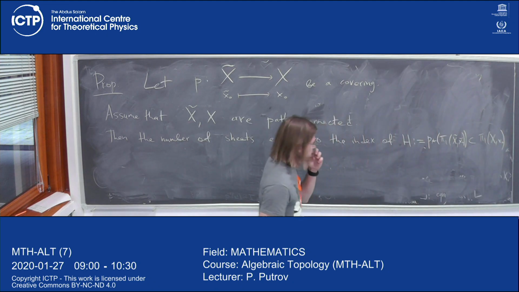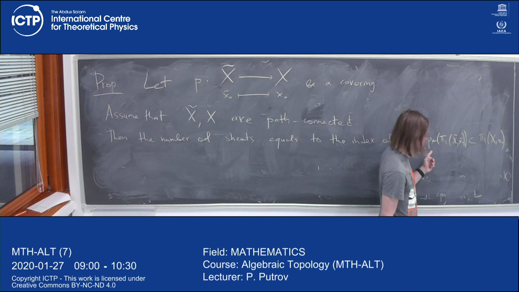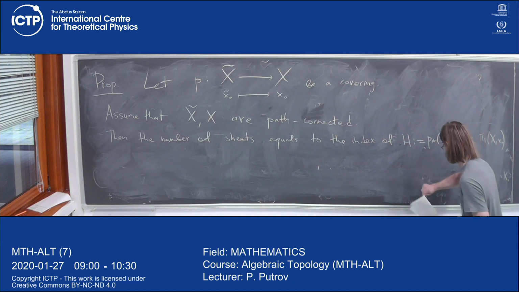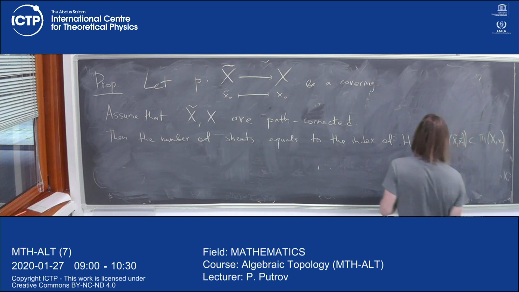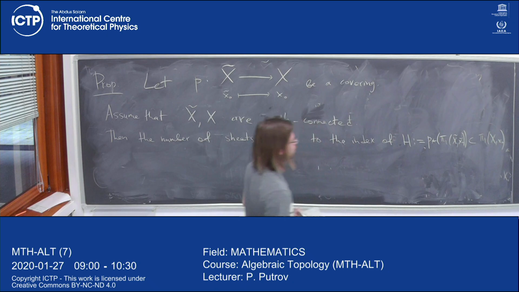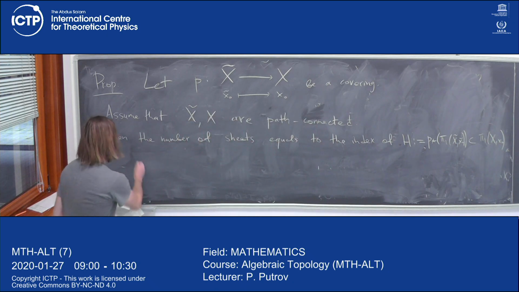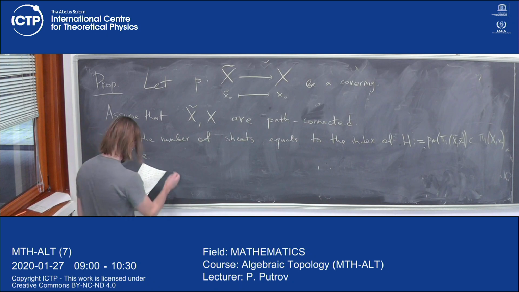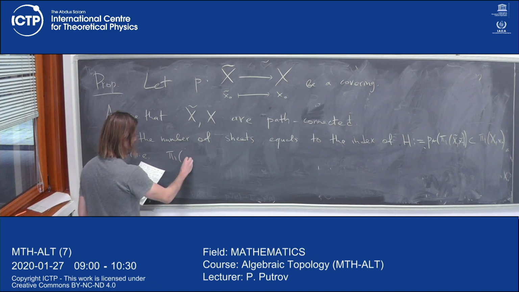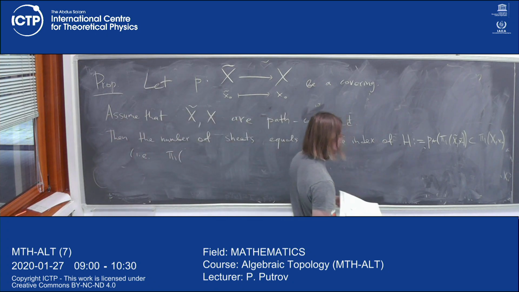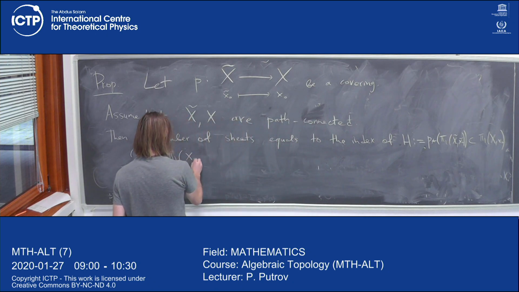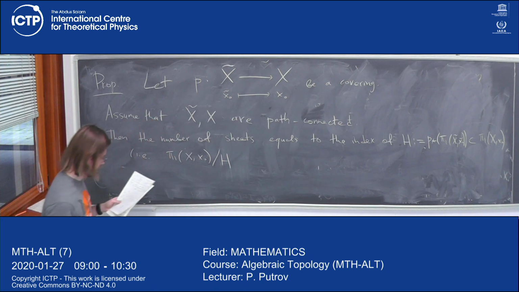So from the last proposition, we learned that pi star is injective. So this image, in particular, can be understood as a subgroup here. So in other words, this means that if we consider, what is the index of H? One way to define the index is the number of cosets, which is usually denoted like this.